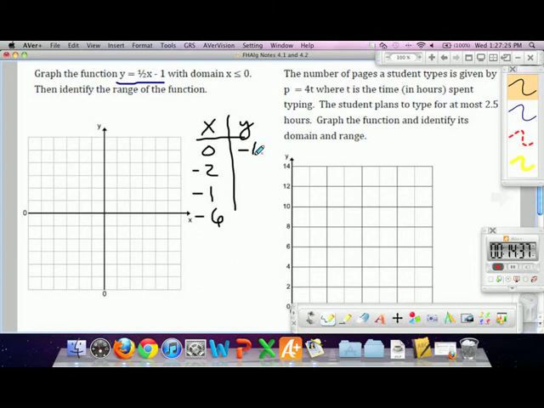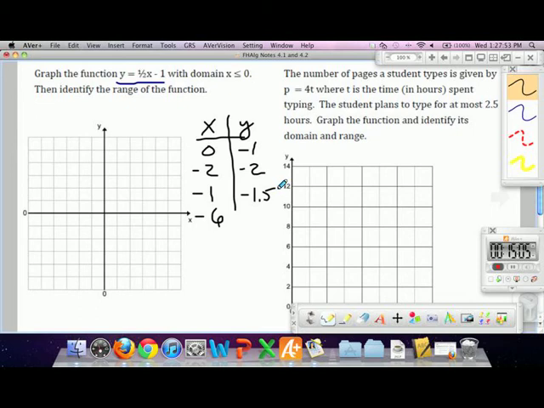I'm using this formula and plugging in values of x. Half of -1 is -1/2. What's -1/2 minus 1? Negative 1.5, negative 3/2. And what's half of negative 6? Negative 3. What's negative 3 minus 1? Negative 4.